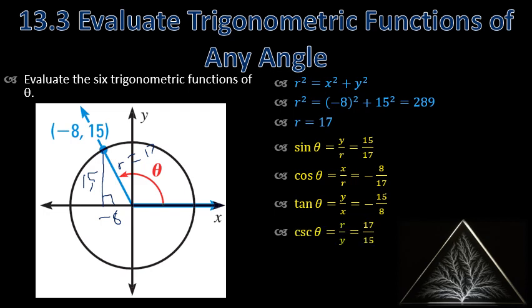Cosecant is r over y, or 17 over 15. Secant is r over x, or 17 over negative 8. And cotangent is x over y, or negative 8 over 15.